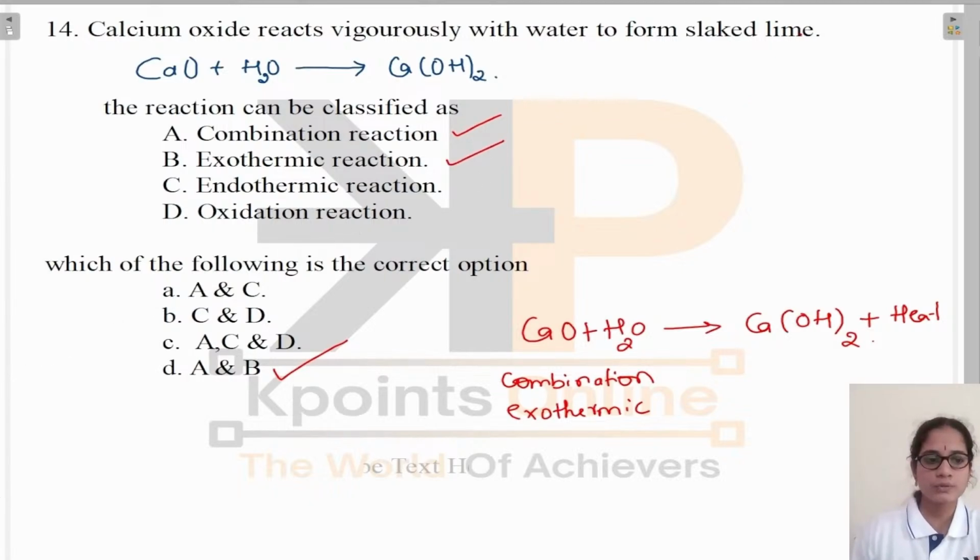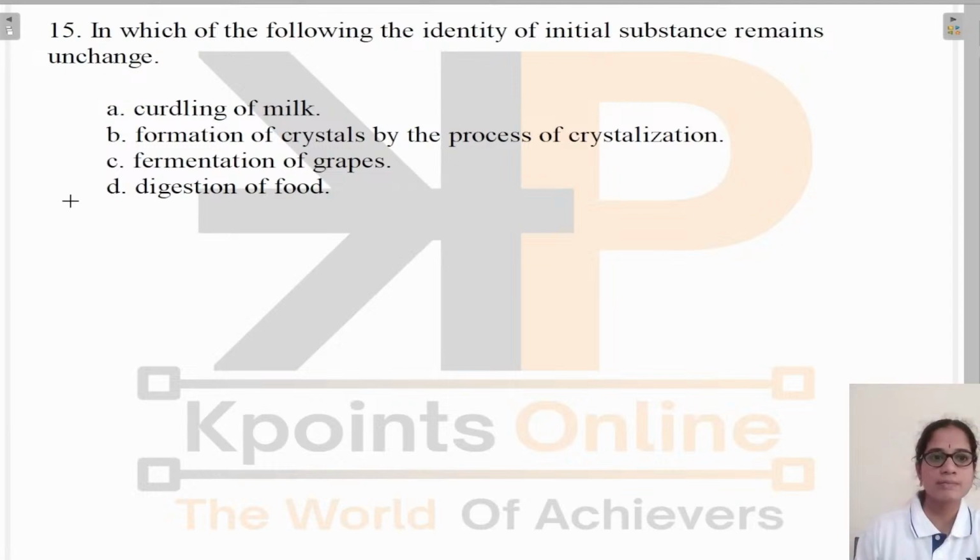Okay, understood? You have to observe the complete reaction and see whether heat is being released or heat is being absorbed. So you have to check which type of reaction it is. Okay. Then the last question of MCQs.